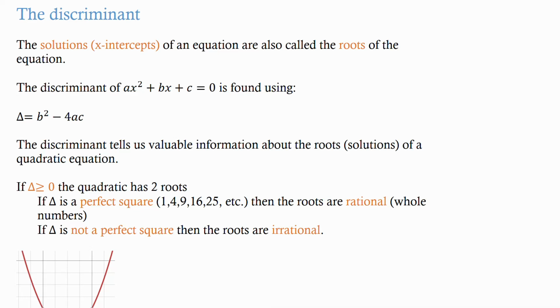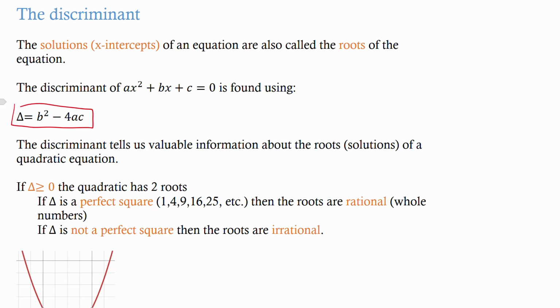Except this time the discriminant is now the part of the quadratic formula in the square root sign, and this is it here. So delta equals b squared minus 4ac. So the discriminant tells us some really good and valuable information about the roots or the solutions of a quadratic equation that can help when we're trying to sketch or graph them.